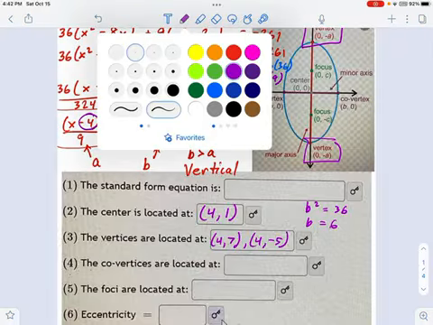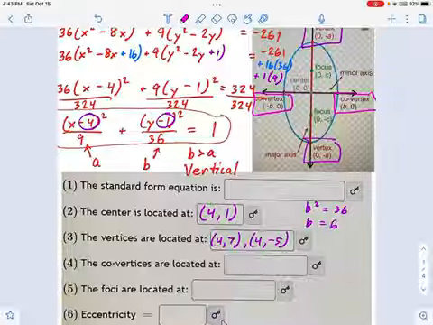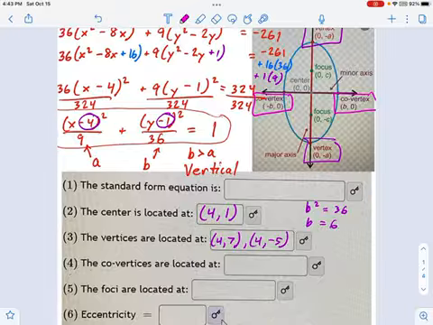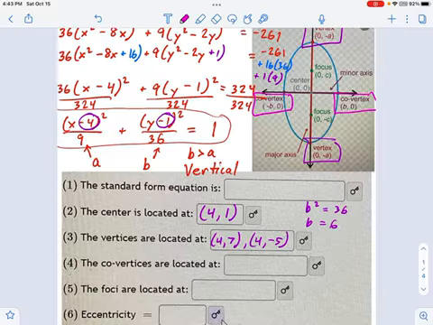Co-vertices, what are these guys? Well, look over here. The co-vertices are the other ends of the ellipse, the shorter ones, which run along the minor axis. The minor axis is the diameter of the ellipse that goes down the short side. If you hear the word minor axis, that's what it's referring to. Semi-minor axis would just be half of that. Anyway, the co-vertices are located at a distance a from the center, left and right. Now, since a squared is equal to 9, that means a equals 3.